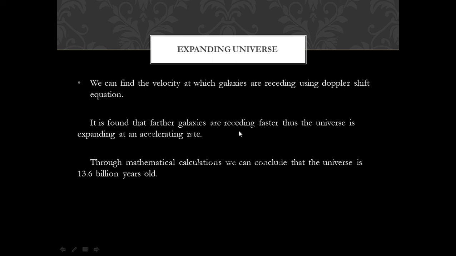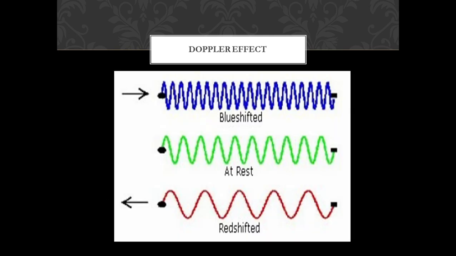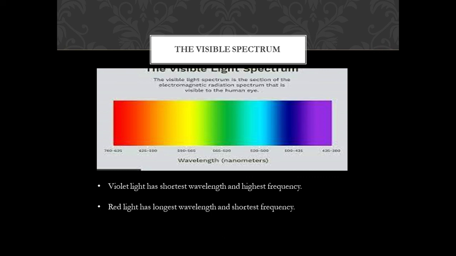And then, through mathematical calculations and modeling, we can conclude that the universe is 13.6 billion years old or 13.8 billion years old, plus or minus 0.2 billion years. So that's how old the universe is, guys. And now we know that because of our knowledge of Doppler shift, using mathematics, and the fact that light is a wave but not actually a wave.